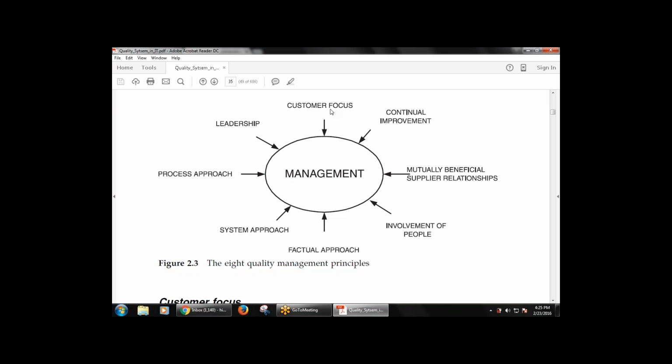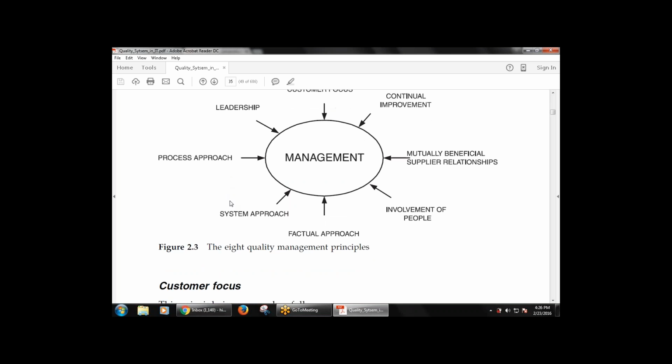Then mutually beneficial supplier relationship. That is also one of the principles of the quality management. Then there is a process approach. Then there is a system approach. Then there is a factual approach. So these are the 8 quality principles that are available, that are used as a part of the quality management principles.